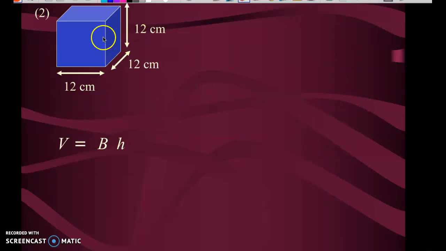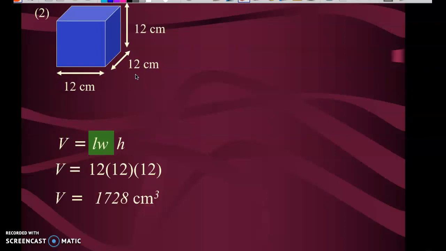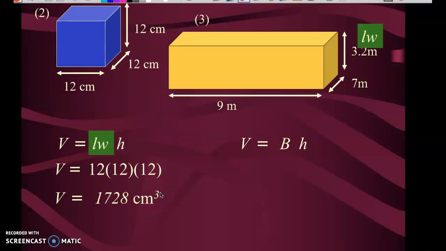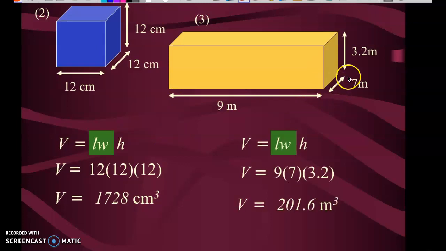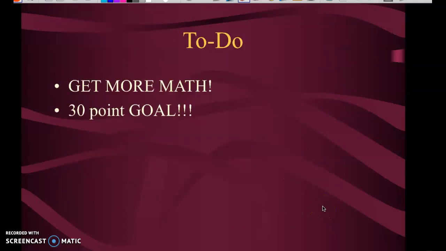Notice for a cube, it's based on a square, so all of the sides are the same, just like how we talked about quadrilaterals. So it's 12 times 12 times 12, because all of the sides of a cube are equal to each other. And that gives me 1,728 centimeters cubed. Here, once again, length times width. My length is 9, my width is 7, times 3.2, which is my height. That gives me 201.6 meters cubed.